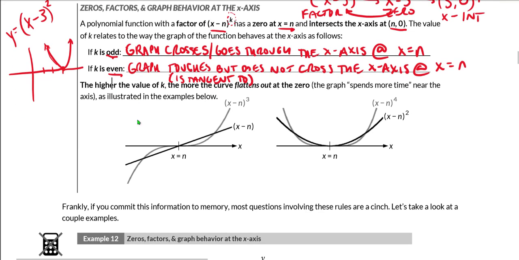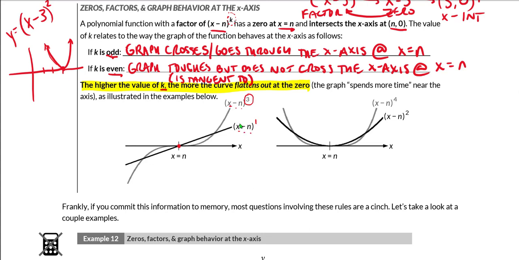Now, in terms of the relative size of k, the relative size of that exponent, we need to know, and I'm going to highlight this, this got lost here a little bit, that the higher the value of k, the more the curve will flatten out, the more time the curve will spend hovering around the axis at the 0. So again, if we have a factor of x minus n, we already know that means there's going to be a 0 at x equals n, but here we have that x minus n cubed. Here we have that x minus n to the first.